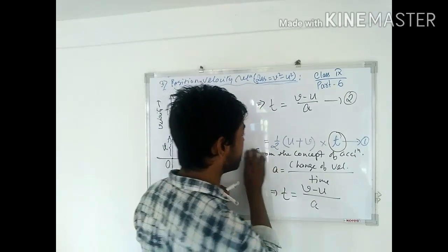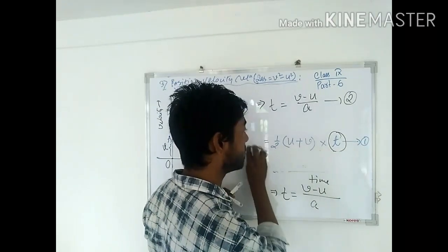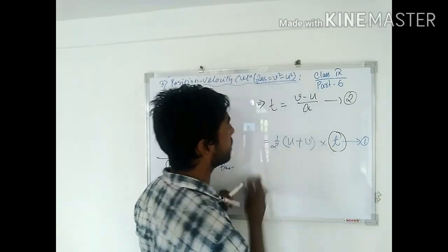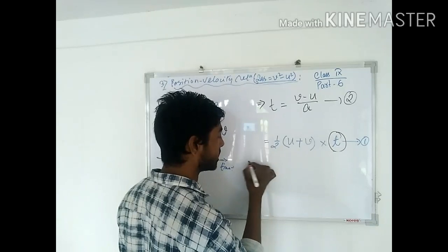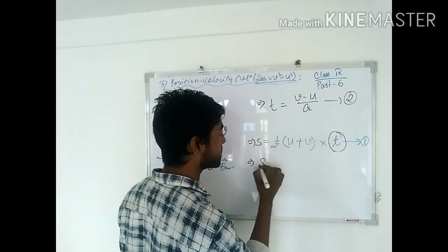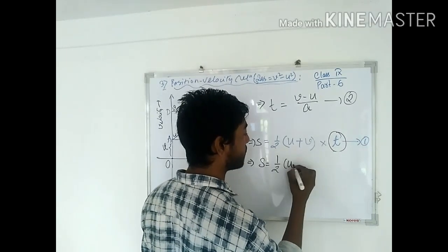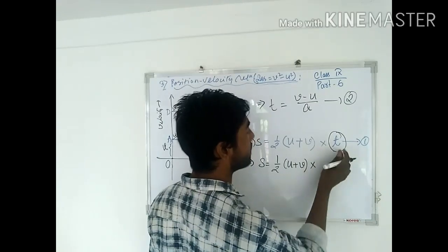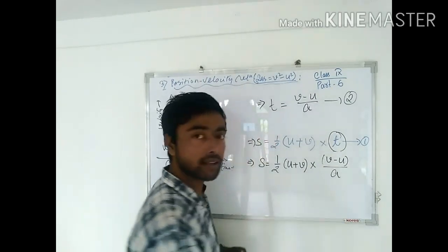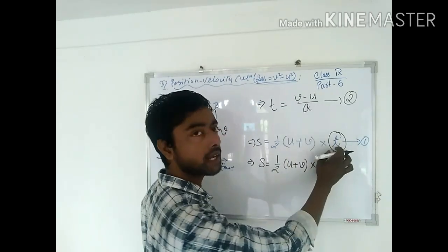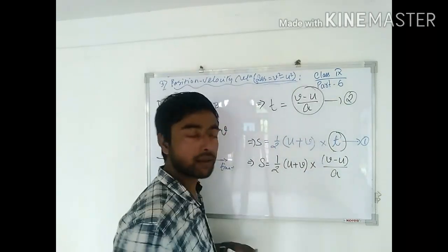So what I can write here now, if I proceed, as we have got the value of t, we can put the value of t here. You see, that implies s, right here, s is equal to what? Half (u plus v) into, in place of time, what will come? (v minus u) divided by a will come, right? Clear? In place of time, what will come? t, right? In place of t, what will come? (v minus u) by a.